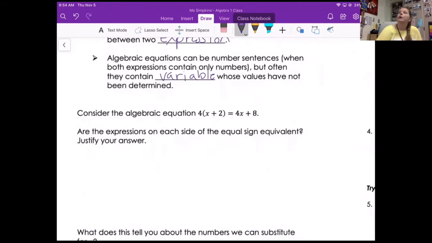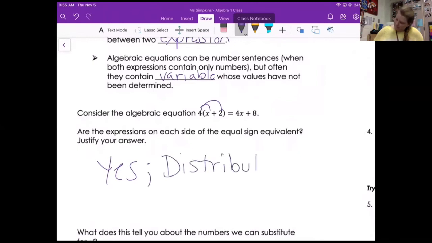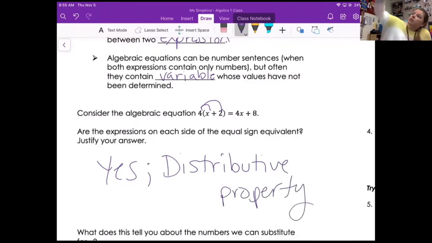Mm-hmm. How do you know? 4 times x is 4x. 4 times 2 is 8. Okay, so yes, they are. Do you know what property that is, if we take that 4 and multiply it by the x and the 2? Yeah, so yes, because of the distributive property. We could make both sides equal the exact same thing. So we could distribute that 4 on the left-hand side to make it say 4x plus 8, which is exactly what the right-hand side of that equal sign says.